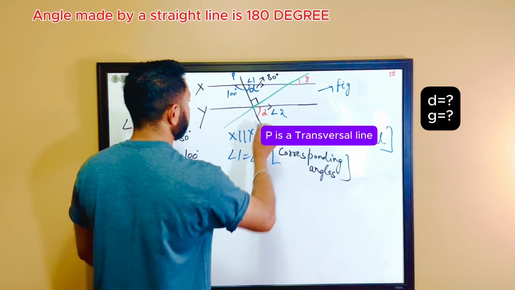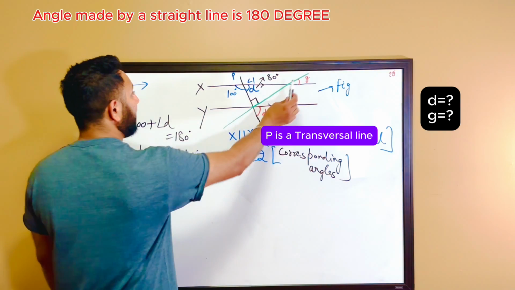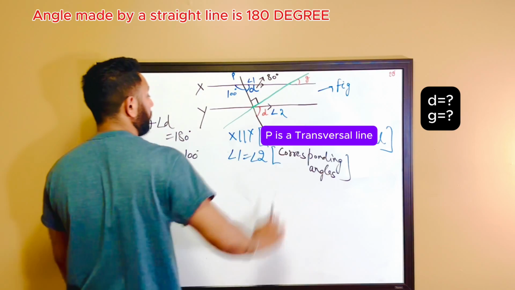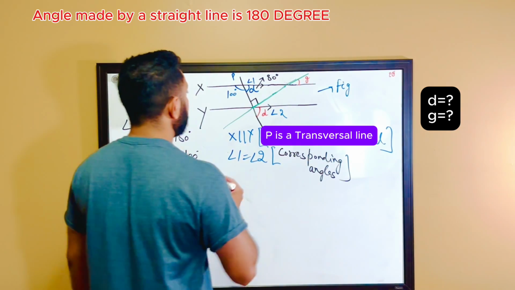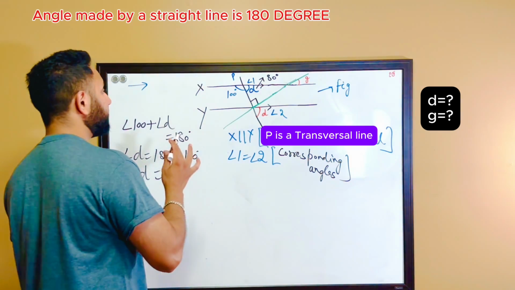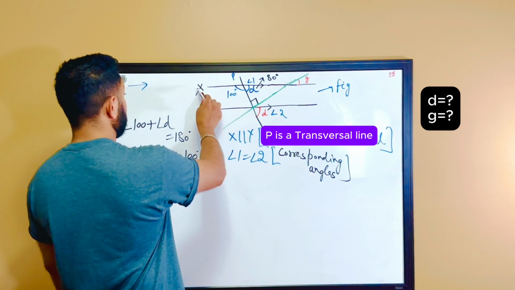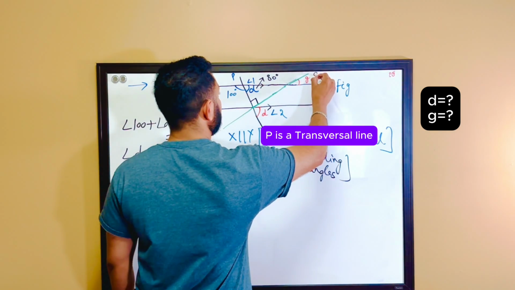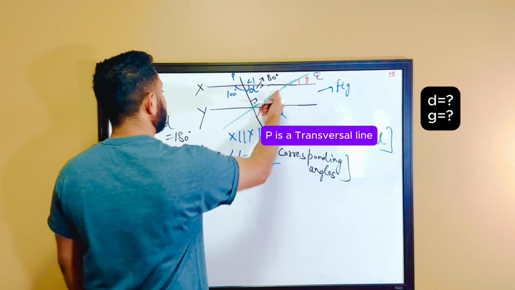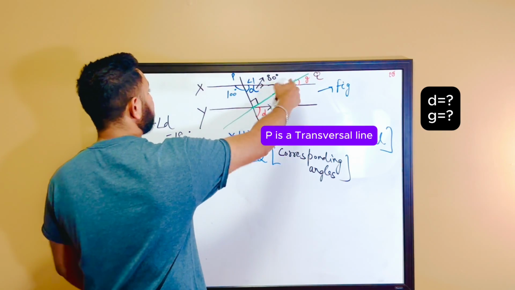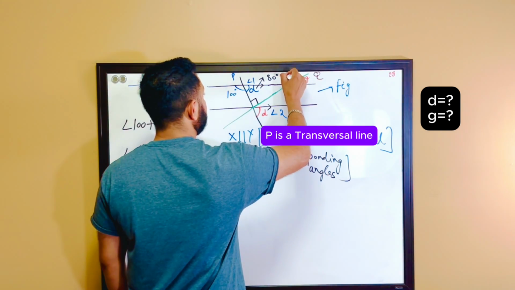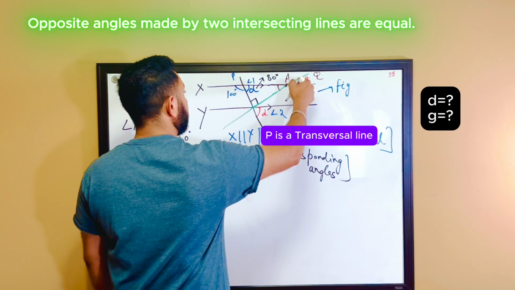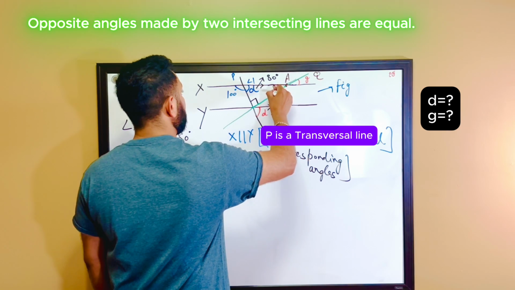And what we need to find out is angle D and angle G. We already got the value for angle D, and we need to find angle G now. Moreover, we know that opposite angles made by two intersecting lines are equal. Let's say this is the first line x, and let's consider this line as q, and the point of intersection of line x and line q is A. If this is G and this is also G, because they are opposite angles and they are equal.